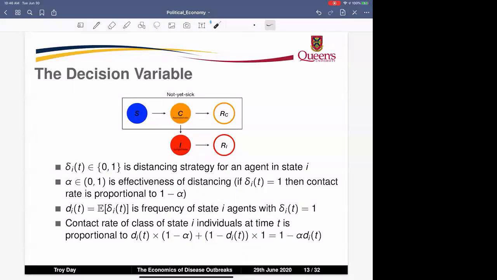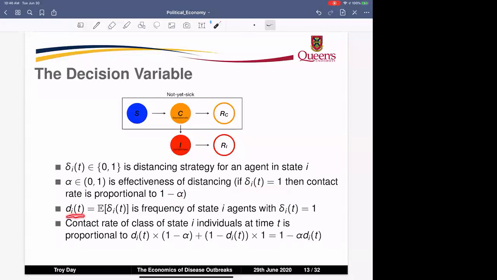As I said already, individuals have a single decision to make: whether to distance or not. I'm going to call that delta sub I, where I is one of these different classes an individual can be in. So it's either a 0 or 1. And what I mean by distancing is there's going to be this parameter alpha, which lies somewhere in the open interval 0, 1, which reflects the effectiveness of distancing. And in particular, if an individual chooses to distance, then their contact rate with other individuals in the population is proportional to 1 minus alpha. So the bigger alpha is, the more effective distancing is.